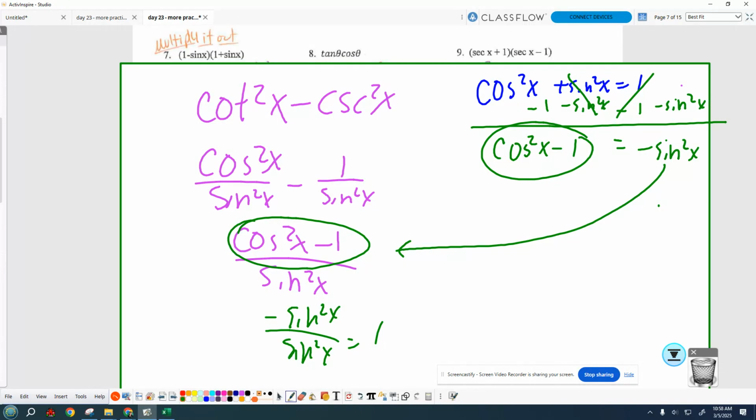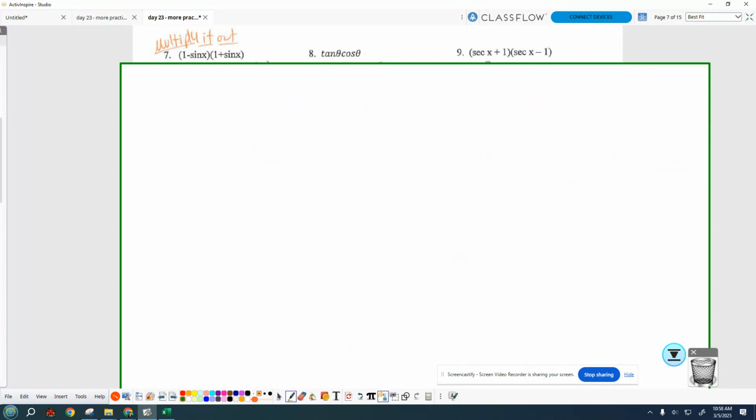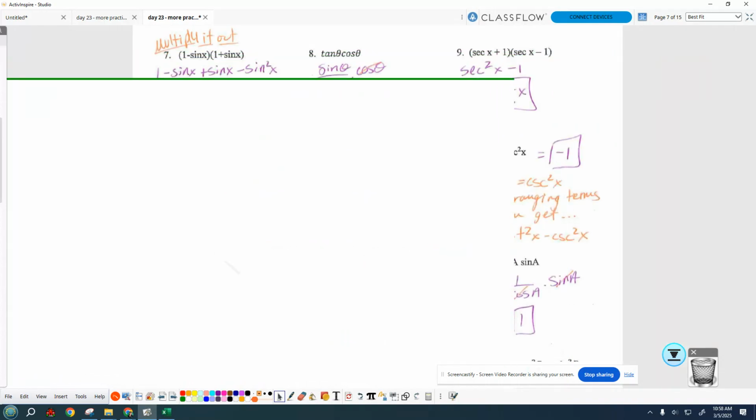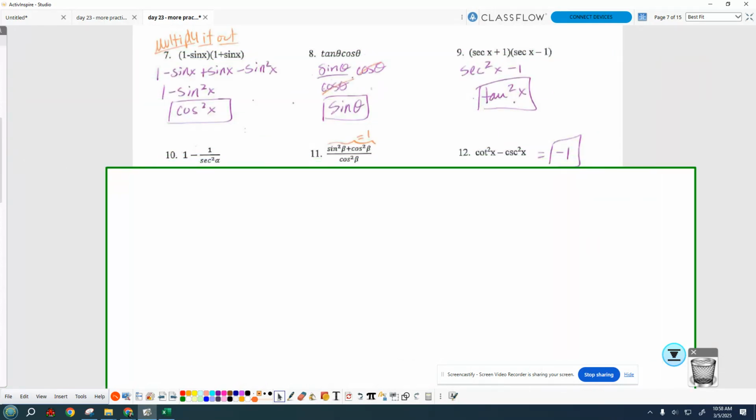Could you also just do this version? So, Eliza has what I would do. She says, well, I know this identity is given to us. So I'm gonna move things around in this identity to make it look like that stuff.